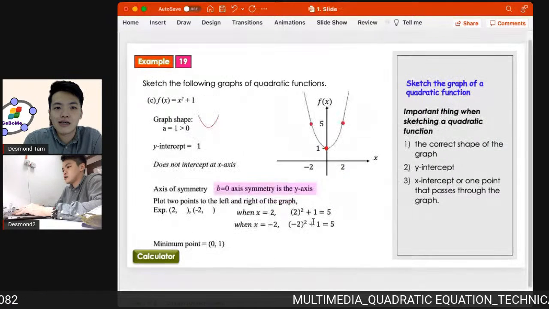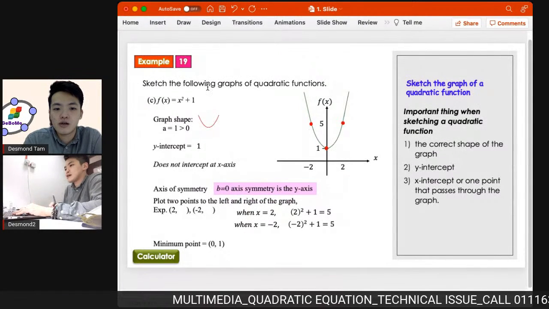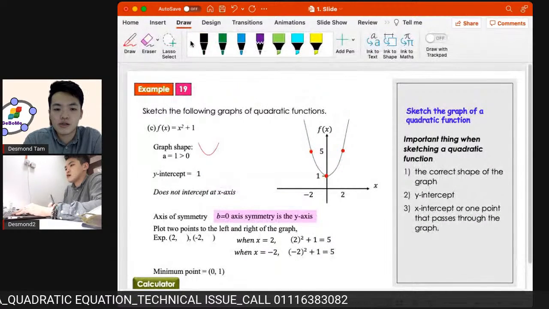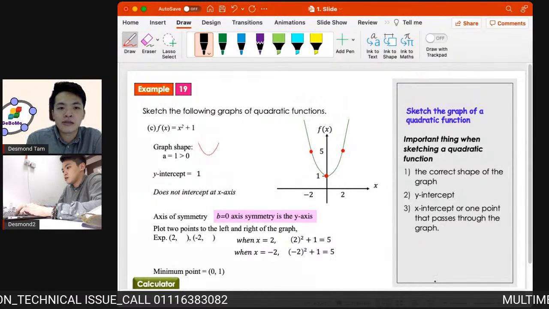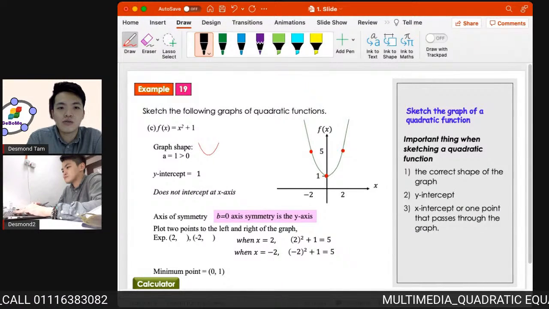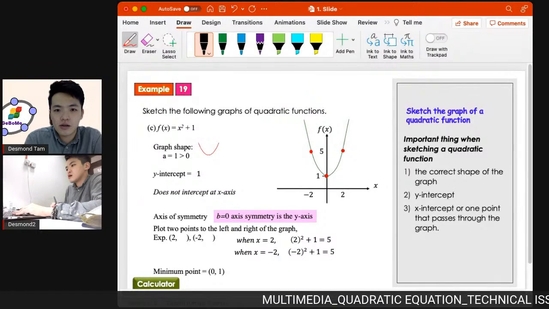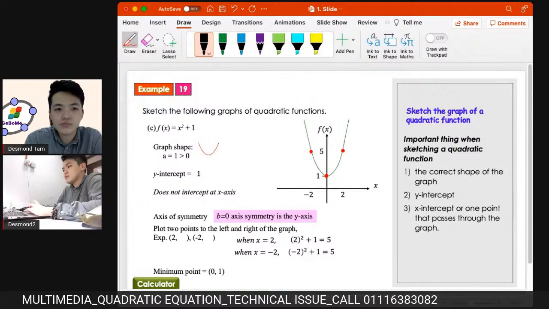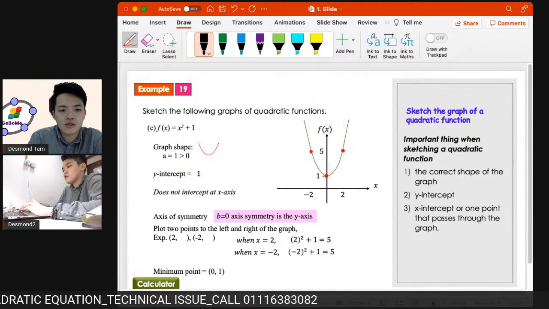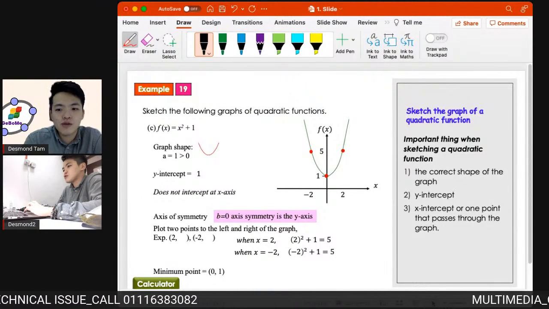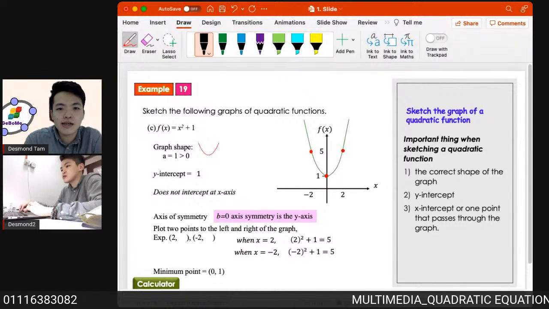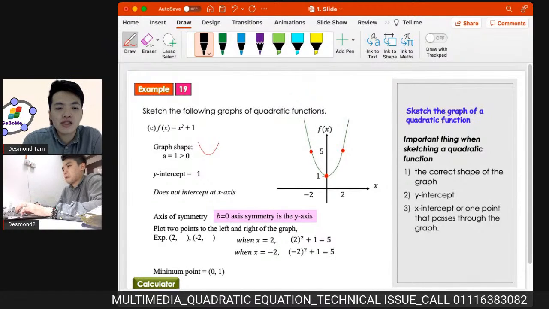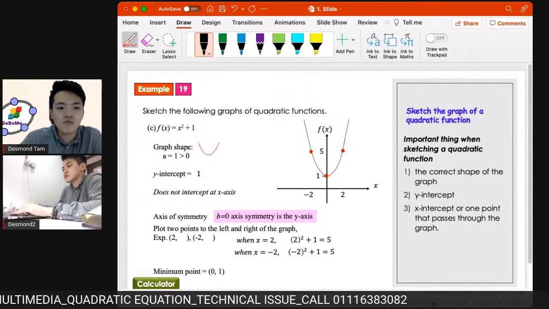Okay, so I need to press next. Another example is x squared plus 1. It's easier. So let's say if I share the screen. So we want to see sketching the graph. This is x squared plus 1. Basically, we need to put the y-axis and x-axis. And the graph shape: a is bigger than 0, because you can see a is 1. So this is a smiley face.